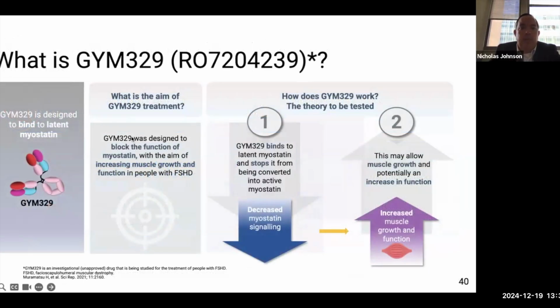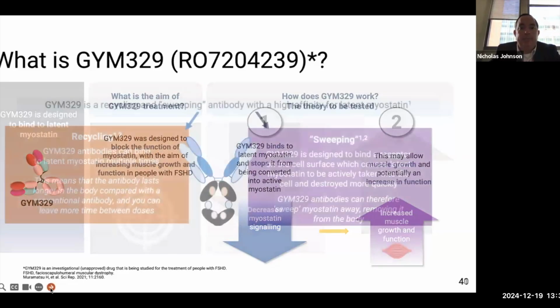This is a protein, GYM329, that's designed to block the function of myostatin with the goal, of course, of increasing muscle growth and function. It binds to this precursor of myostatin and stops it from being converted into active myostatin. And of course, the goal is that the muscles get bigger and stronger.